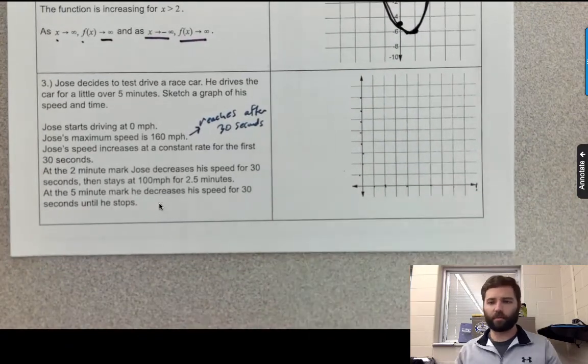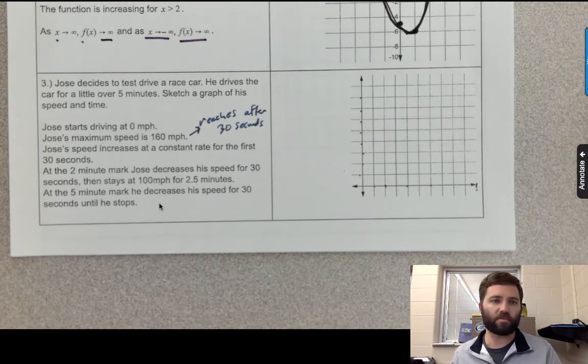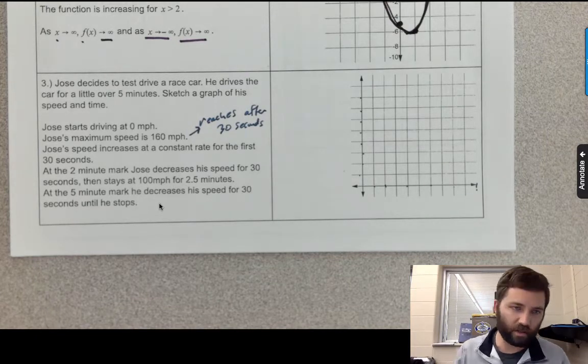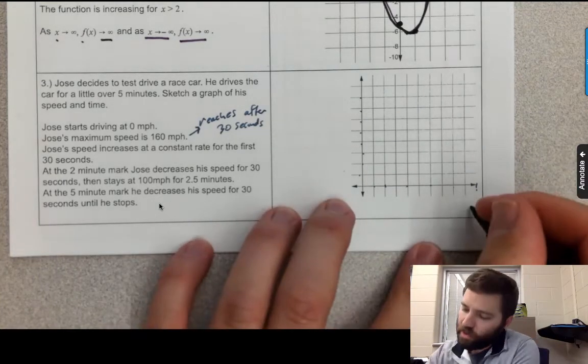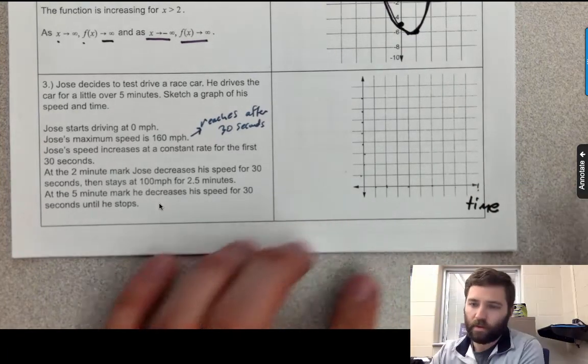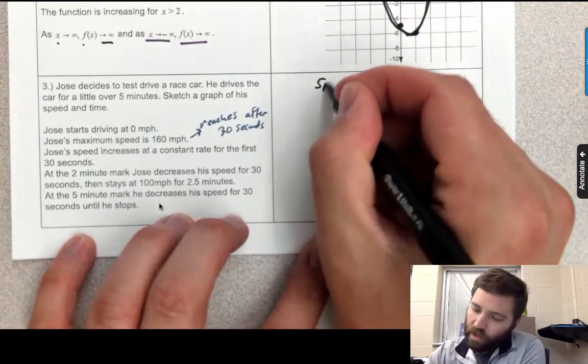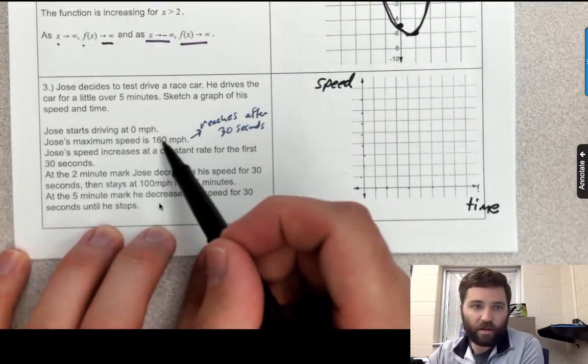Okay, last one here. Number 3. Jose decides to test drive a car. He drives the car for a little over 5 minutes. We're going to sketch the graph of his speed versus time. Okay, so we almost always put time on the x-axis, and we'll put speed on the y. Okay, and it looks like a maximum speed of 160.